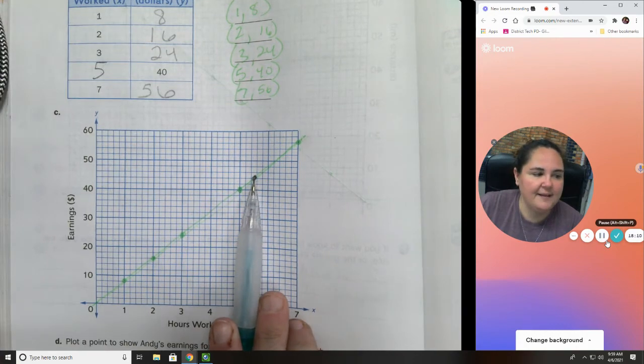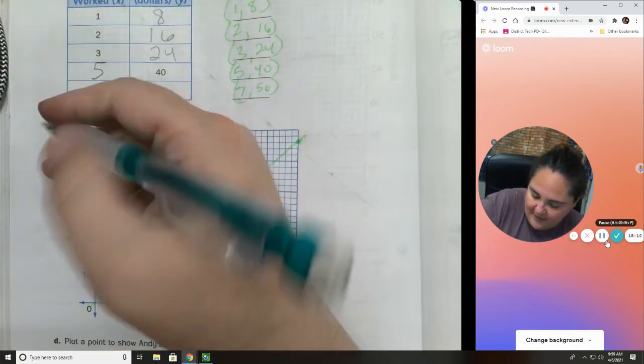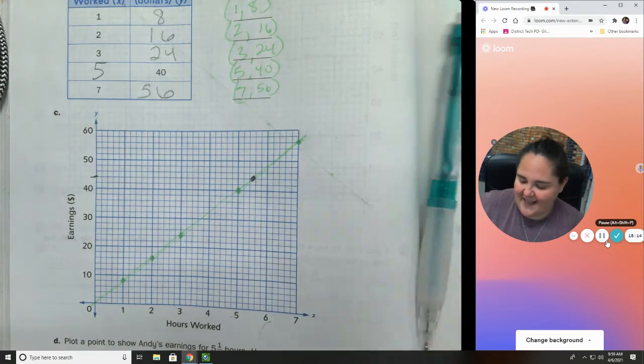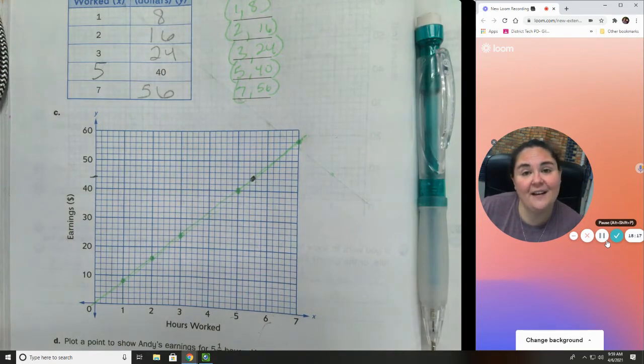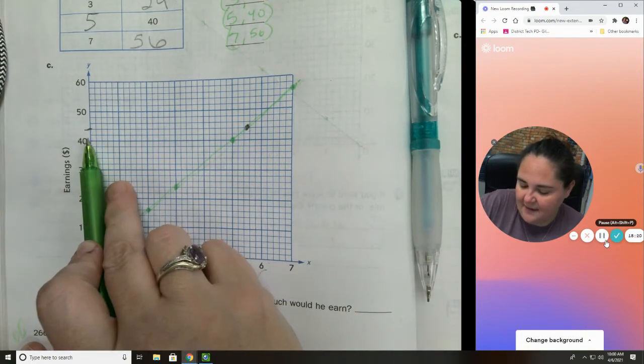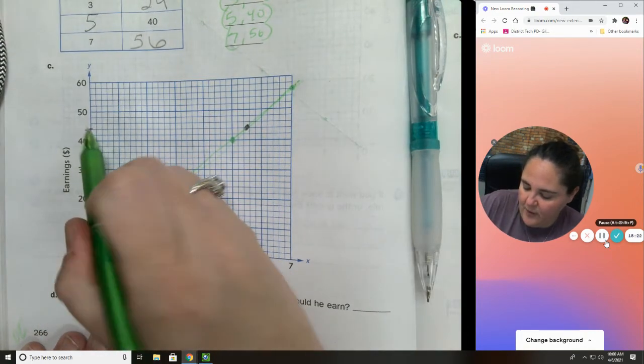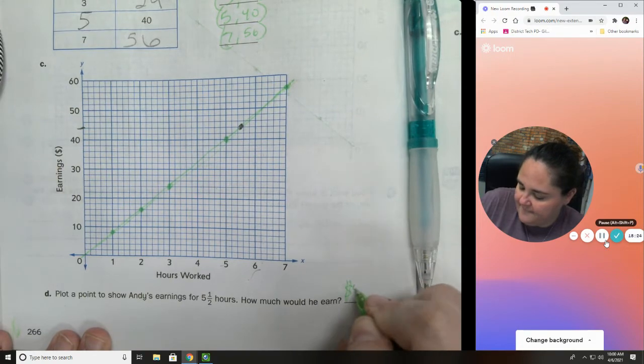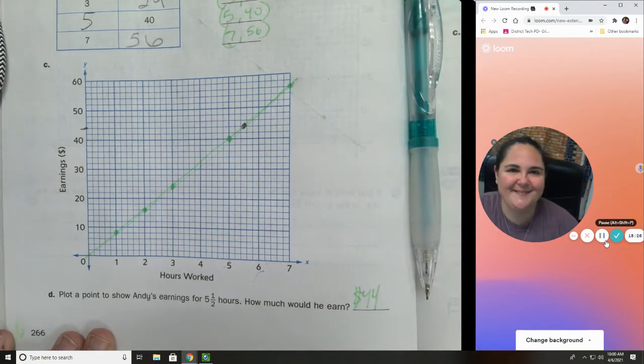How much money, right here, did Andy earn in 5.5 hours? All right, 5.5 hours right here is going to be 42, 44. It will be $44. Awesome.